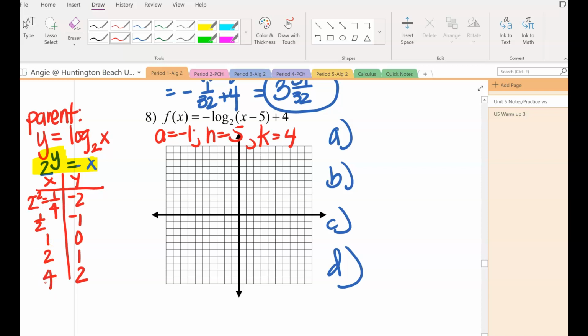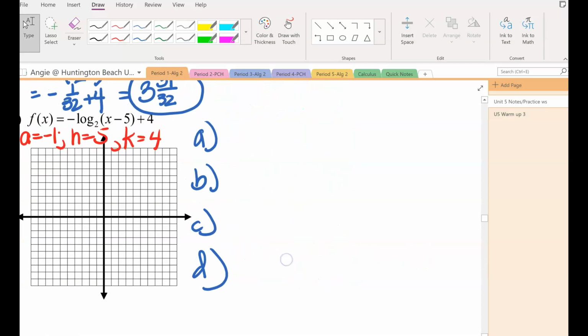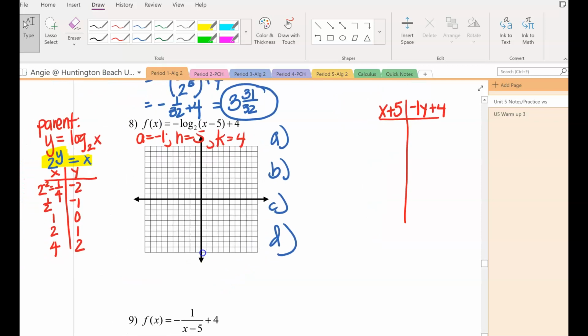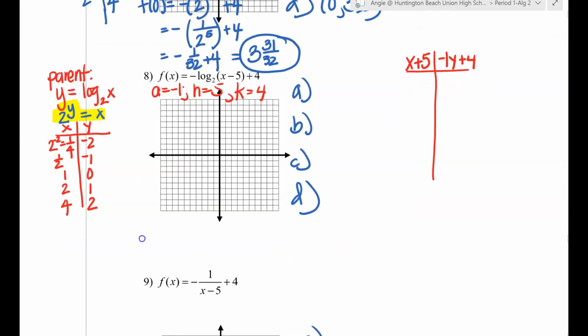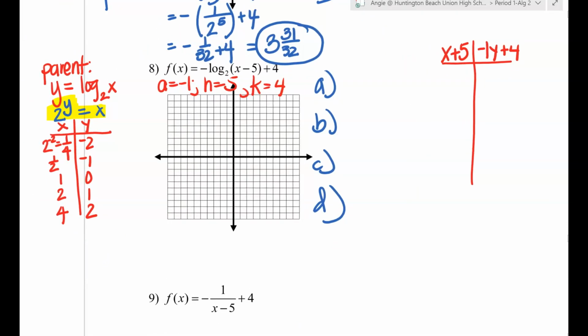And then 4. Now I'm just going to go to the right side and make a transform table. X plus 5, negative 1 times y plus 4. And use my parent function. I'm going to pinch it in so I can see all of the parent's inputs and outputs. So my parent, the first input is a quarter. So first x value is a quarter. So quarter plus 5 is 5 and a quarter. A half plus 5 is 5 and a half. 1 plus 5 is 6.